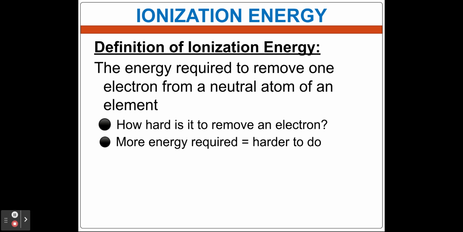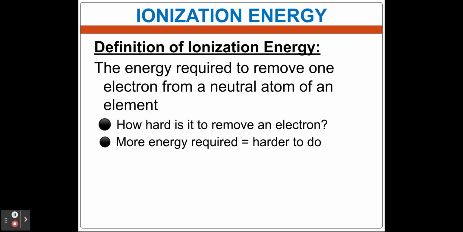So, the definition of ionization energy is the energy that's required to remove one electron from a neutral atom of an element. So, you have an atom, it's neutral, and we want to know, well, how much energy will it take to remove an electron from that element? So, how hard is it to remove an electron? Basically, that's the question being answered by ionization energy.